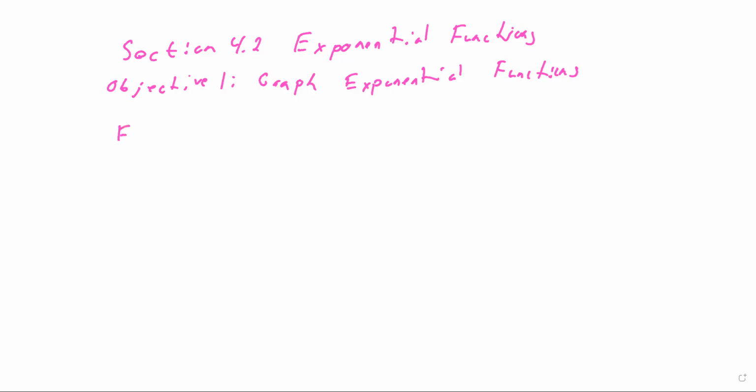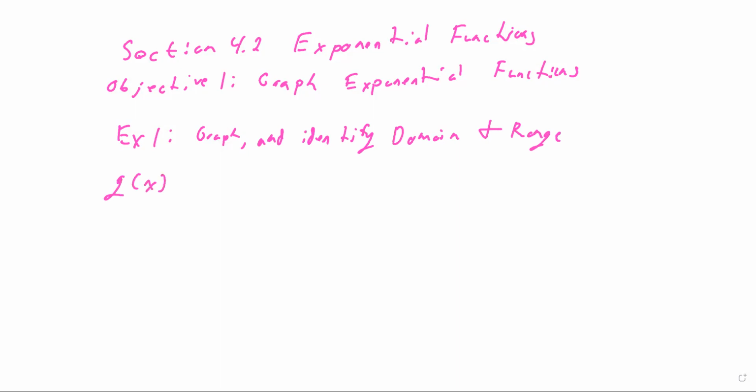So in this first example, we will graph and identify the domain and range. Not a big fan of domain and range. All right, so we're just going to keep it simple for now. We'll start off with g of x equals 4 to the power of x. So we know this is an exponential because the x is in the exponent spot. So it makes it exponential.